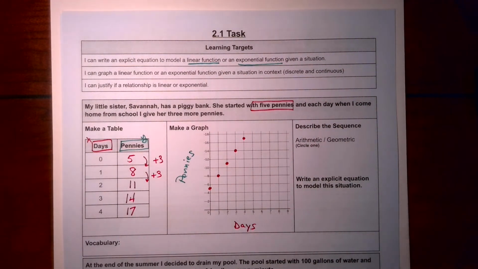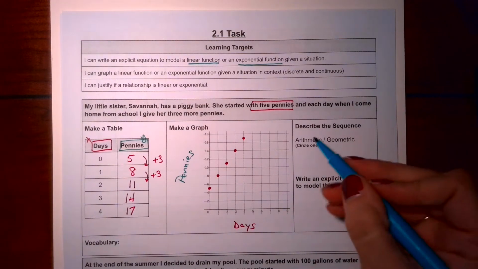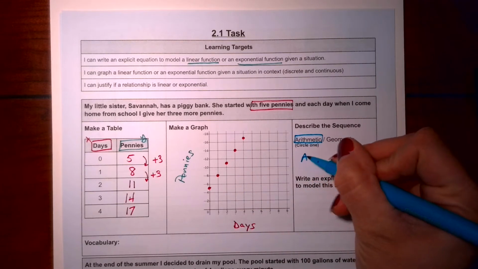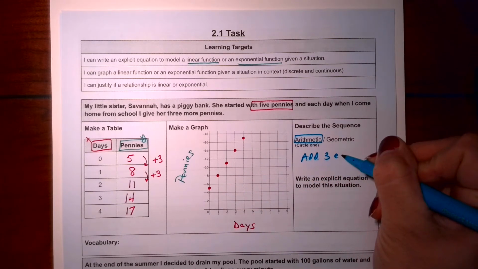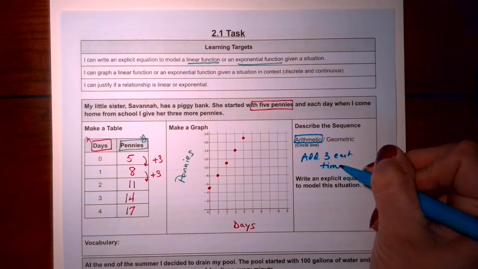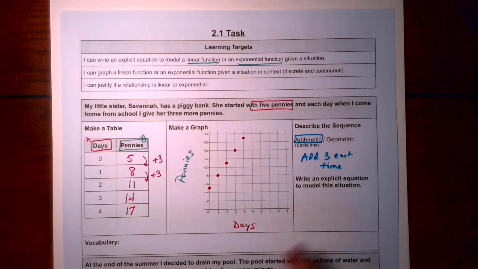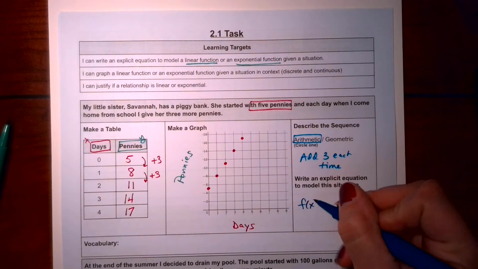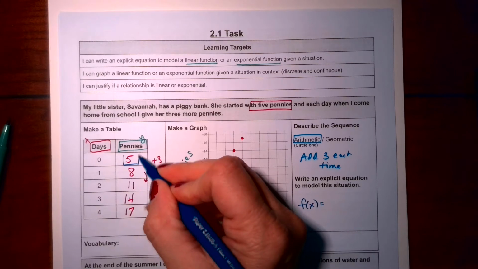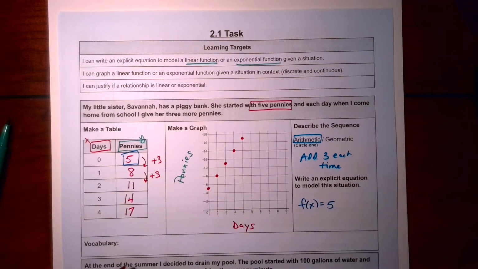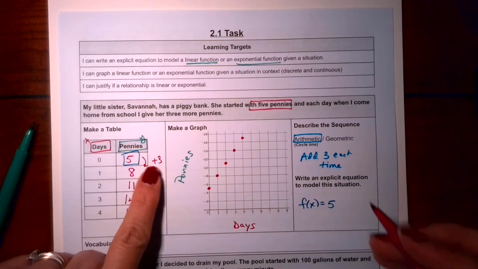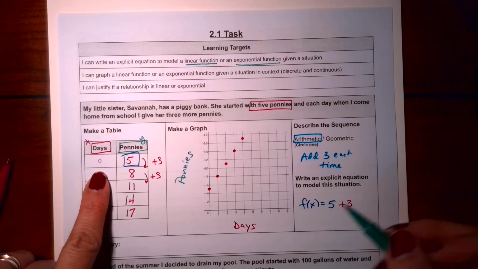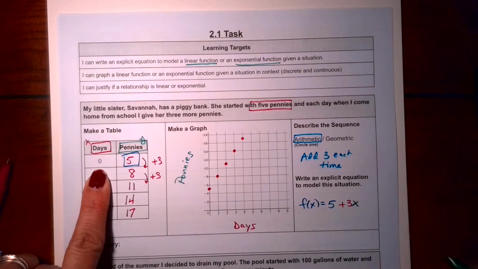Okay, let's describe the sequence. Okay, we are going to be an arithmetic sequence. Okay, and the reason is we're adding 3 each time. Let's go ahead and write an explicit equation for this. So we're going to call it f of x. And you always start with the starting value, which is 5. And then the pattern, which happens to be plus 3. And then we have to figure out how many times we're going to do that. Since this table has a 0, we just put an x.